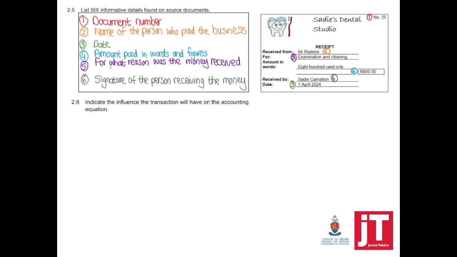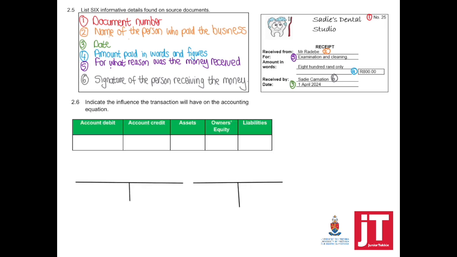And now we need to indicate the influence that this transaction will have on the accounting equation. So, again, there are two accounts involved. One, bank. And why did the business receive the money? Because of services rendered, which is always recorded as fee income. Now, very important, the instruction said to you, the business has an unfavorable bank balance. This means it's regarded as a current liability, a short-term debt.